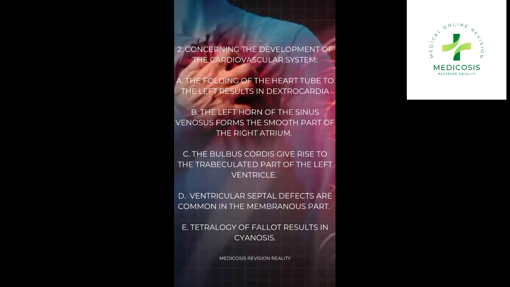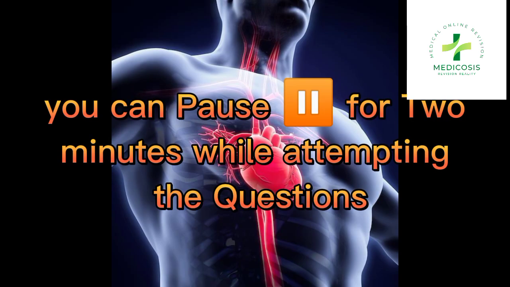2. Concerning the development of the cardiovascular system. A. The folding of the heart tube to the left results in dextrocardia. B. The left horn of the sinus venosus forms the smooth part of the right atrium. C. The bulbus cordis gives rise to the trabeculated part of the left ventricle. D. Ventricular septal defects are common in the membranous part. E. Tetralogy of Fallot results in cyanosis.